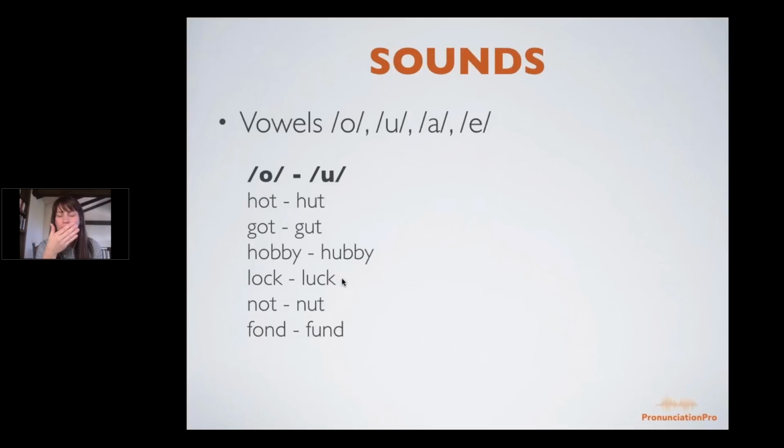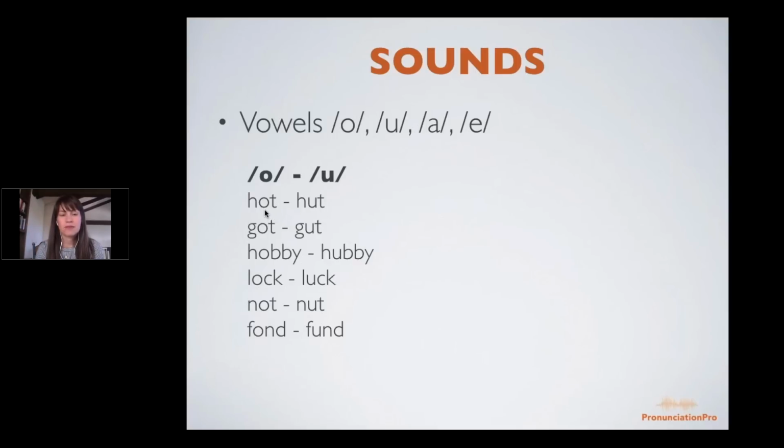Lock. First one. Good. Lock, luck. How about this, nut. Second one. Not, nut. Fund. The second one. Good. Fund. All right, so you're hearing it correctly. I want you to go through and just read each of these words and let me make sure that you're saying them different than each other.